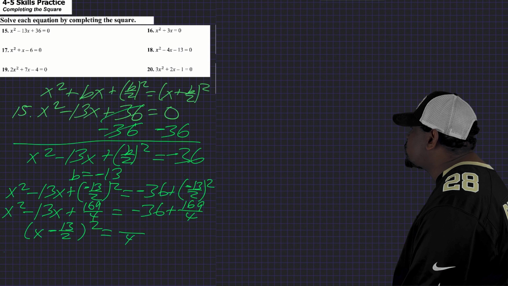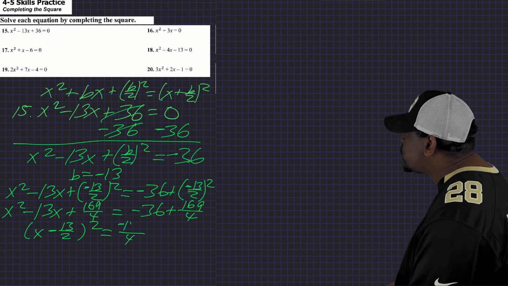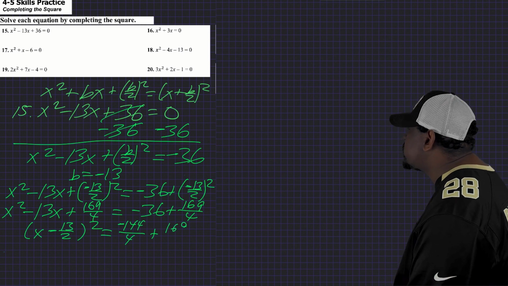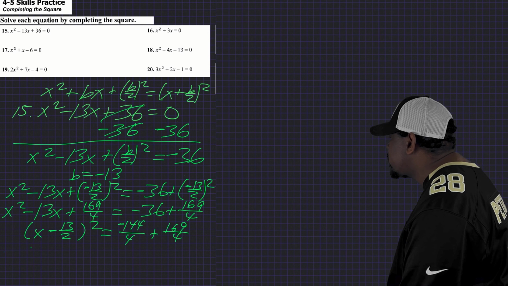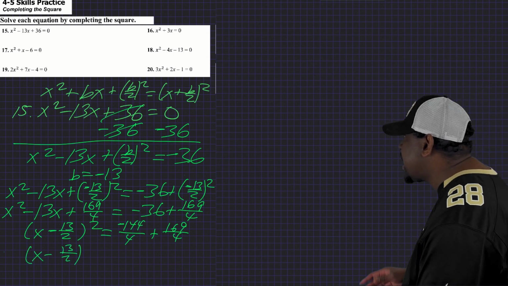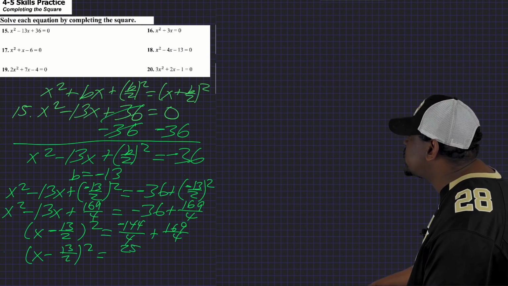Since we have a fraction, 169 over 4, we have to rewrite negative 36 with a denominator of 4. So that's what we're doing right now. Negative 36 is negative 144 over 4. We're going to now add 169 over 4 to that, and that will get us basically 25 over 4.